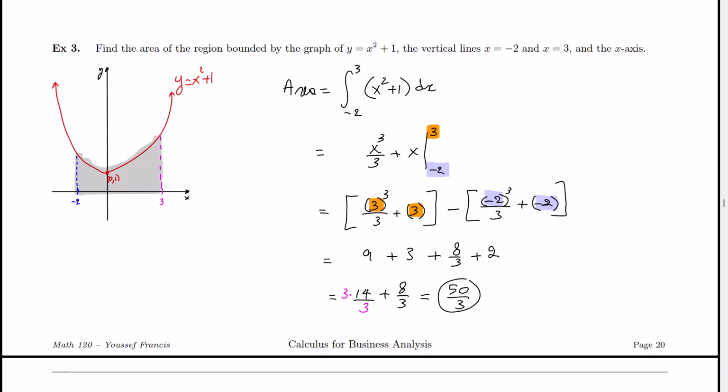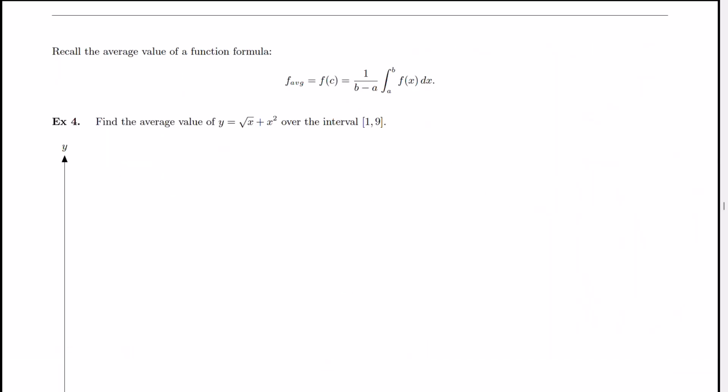Okay, so now that example 3 is done, let's take a look at example number 4, where we have to find the average value of a certain function over the interval from 1 to 9. And so again, just as a reminder, the average value is something we discussed in the previous section. The average value formula is the formula over here. It's 1 over b minus a, integral from a to b of the little function f of x dx.